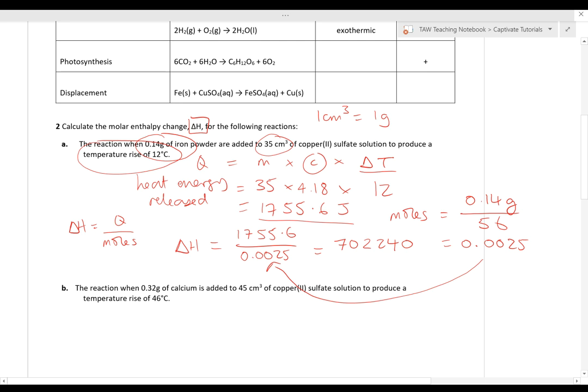Which we can convert to kilojoules per mole. At the moment, it's in joules per mole. So for kilojoules per mole, we divide by 1,000. So 702.24 kilojoules per mole. And the last thing to do is to notice that this is an exothermic reaction. We can see from the writing that we've got a temperature rise, so it's an exothermic reaction. So the last thing we need to do is to add a minus sign to our enthalpy change, because for exothermic reactions, enthalpy change is always negative.